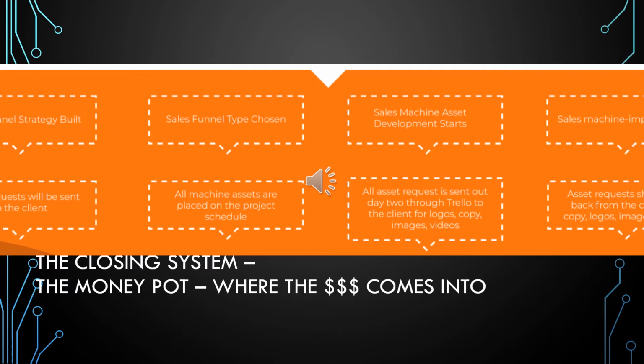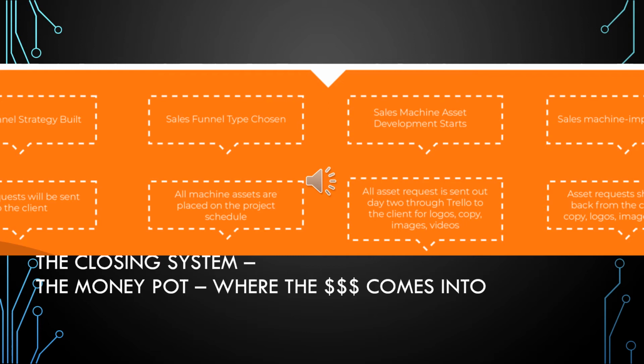The closing system, the money pot. This is where the money comes in. Okay, so let's start. The sales funnel strategy is built. Then the sales funnel type is chosen. Then the sales machine asset development starts.